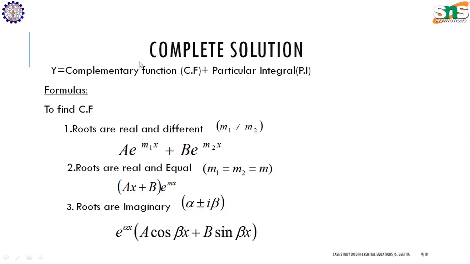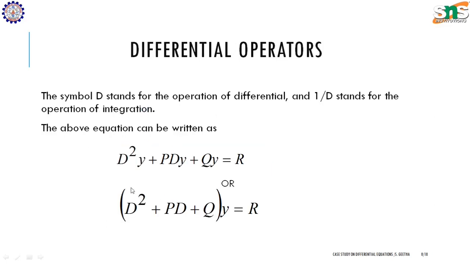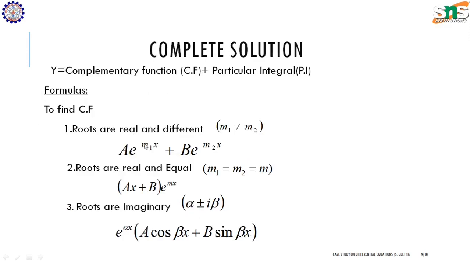Next, its complete solution y is equal to complementary function plus particular integral. Next, the formula for finding the complementary function. For this, we first have to make the auxiliary equation. Using the auxiliary equation m² + pm + q = 0, we get the two roots. If the roots are real and different, that means m1 not equal to m2, its complementary function is a e^(m1 x) + b e^(m2 x).